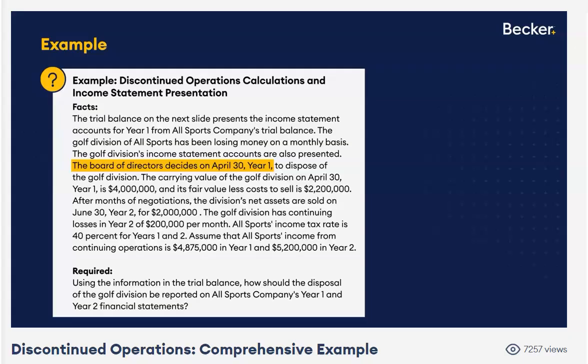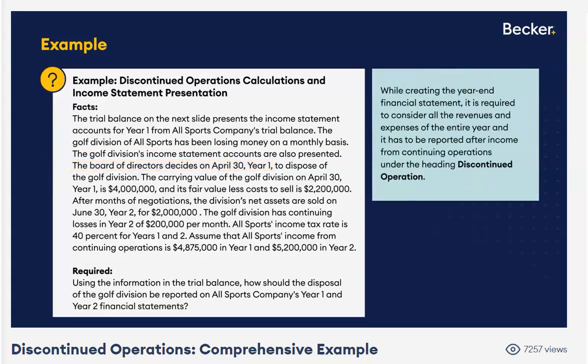Now, the other thing I want to note is the date. Although they adopt the plan on April 30th, when we're doing the year-end financial statement, the income statement, profit or loss for that year in year one, it doesn't matter to me that the plan was adopted on April 30th. From January 1 to December 31st, all of the revenues and expenses for that entire year are going to be reported down below under the heading discontinued operation. Okay, so keep that in mind.